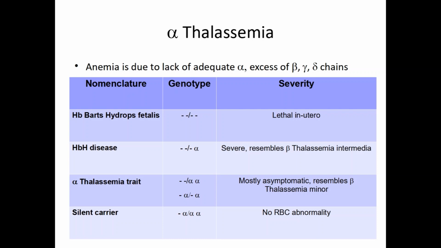Next is HbH disease. People will progress to adulthood, but the type of anemia they face is very severe and resembles beta thalassemia intermedia. Next is alpha thalassemia trait, which resembles beta thalassemia minor. And lastly, there is a silent carrier in whom there is no RBC abnormality.